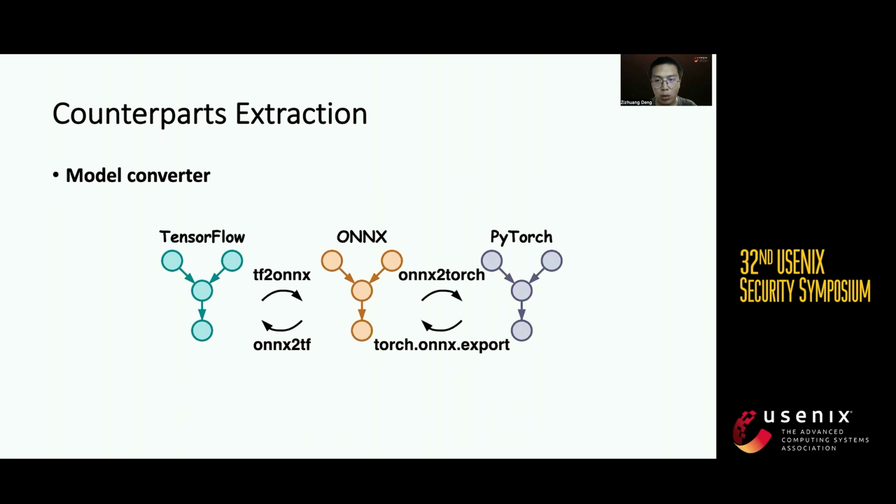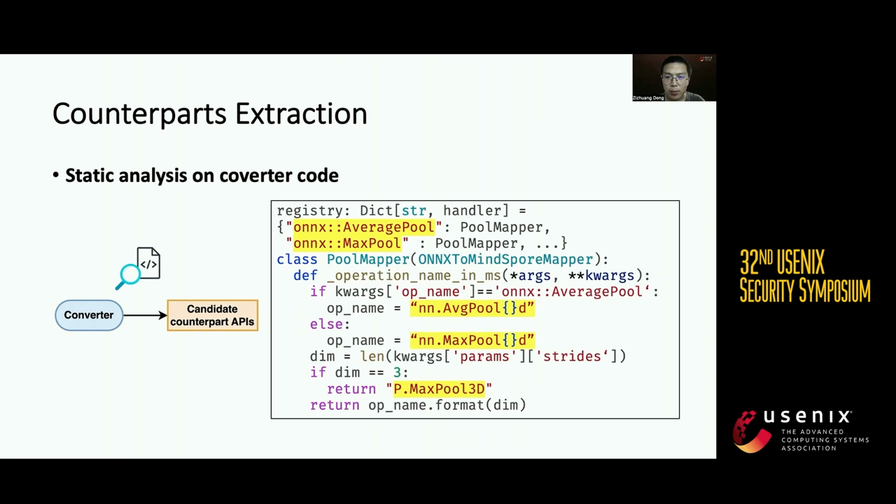So next, how do we extract the counterpart APIs across frameworks? We extract the counterpart APIs from the model converters of deep learning frameworks. As shown in the figure, a TensorFlow model can be converted to an ONNX model by the TF to ONNX converter. And on the contrary, an ONNX model can be converted back to a TensorFlow model by the ONNX to TF converter. Similarly, ONNX and PyTorch can be converted to each other using their corresponding converters too. So we extract the counterpart APIs from the converter code through static analysis.